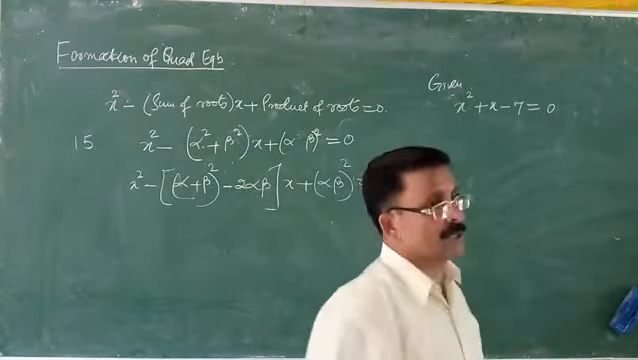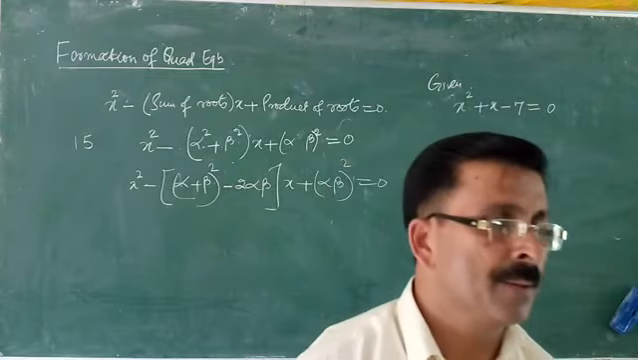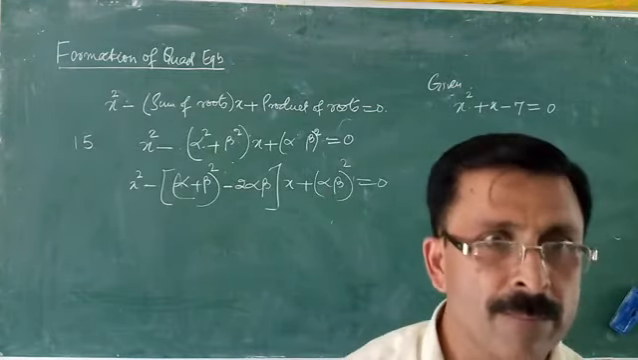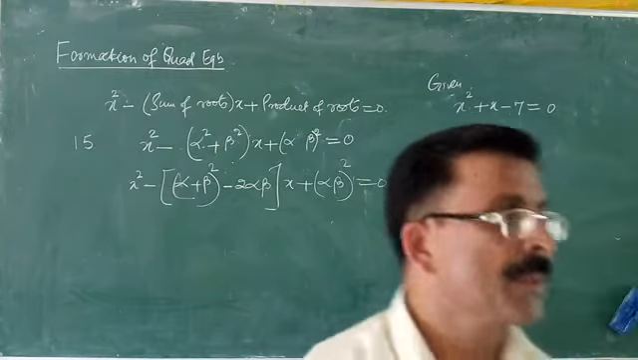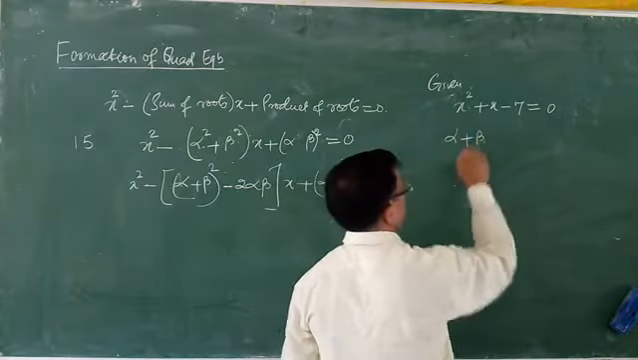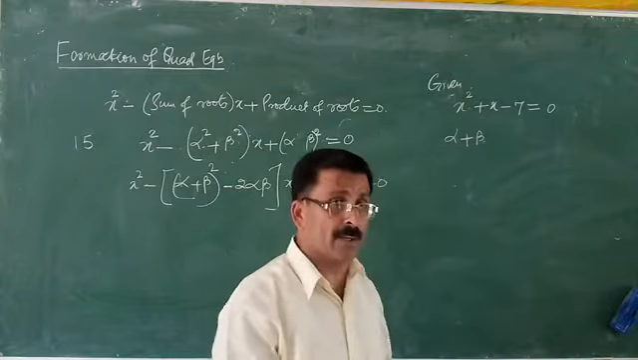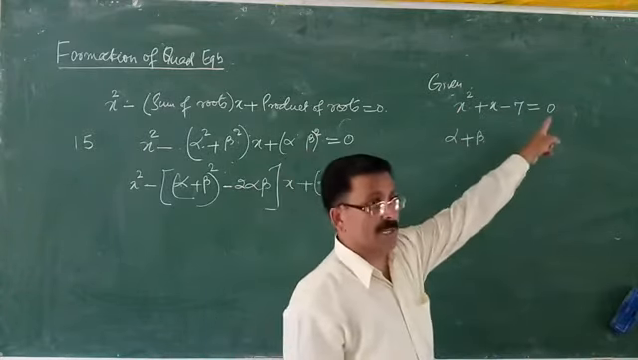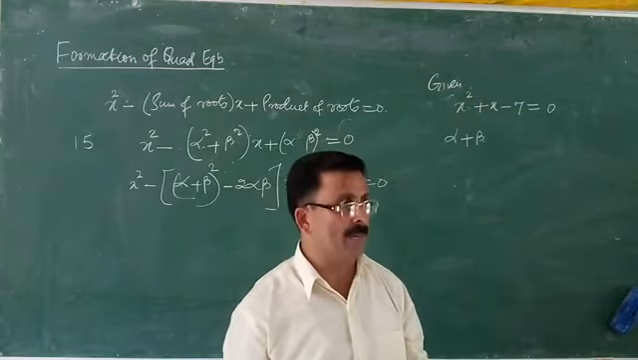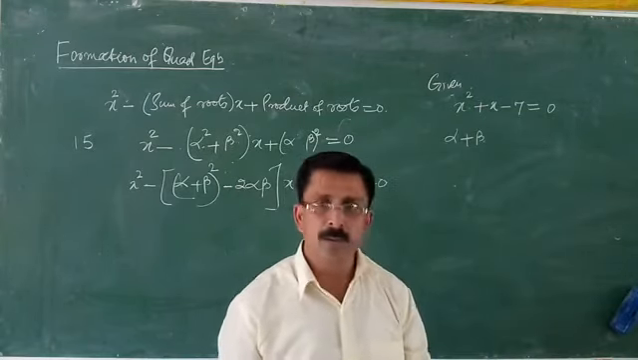Now for this equation, we can write the value of the sum of the roots and the product of the roots. According to the question, the roots of this equation are said to be alpha and beta, and that is why we can write the sum of the roots and the product of the roots.